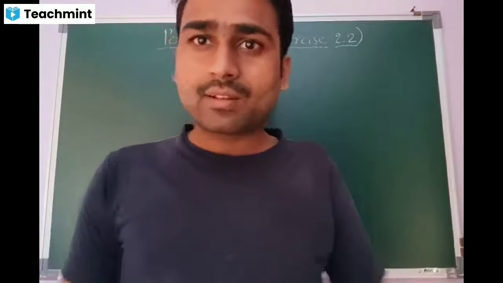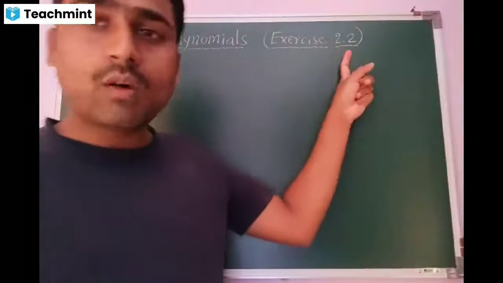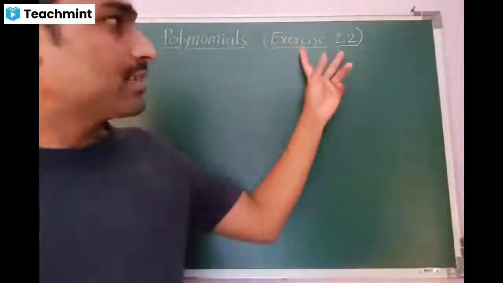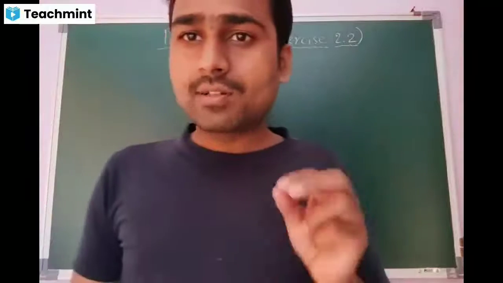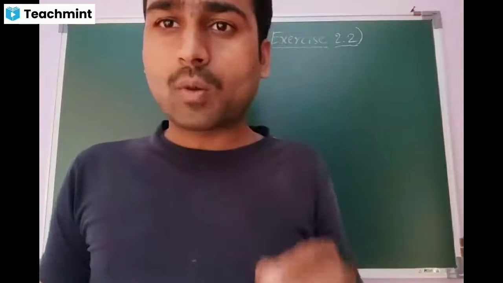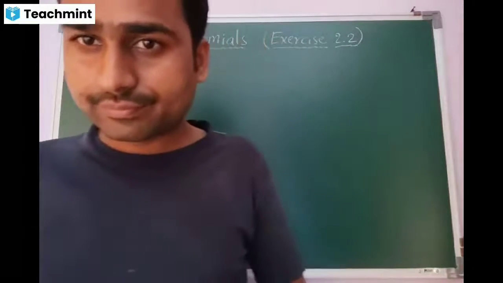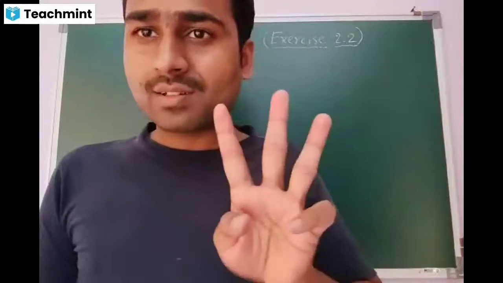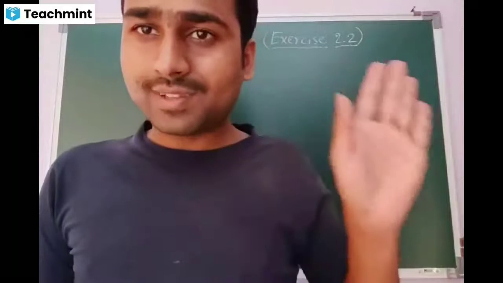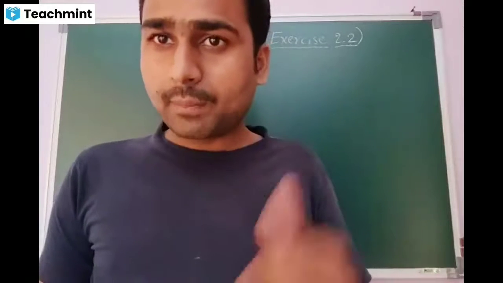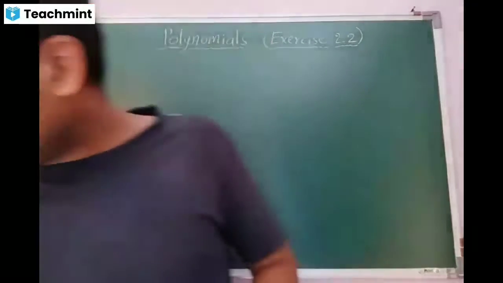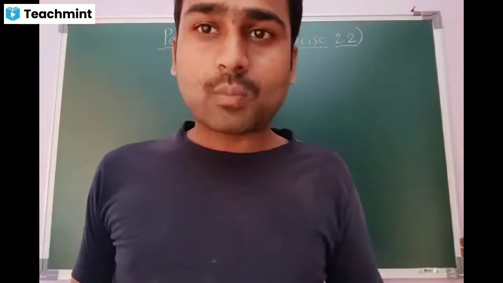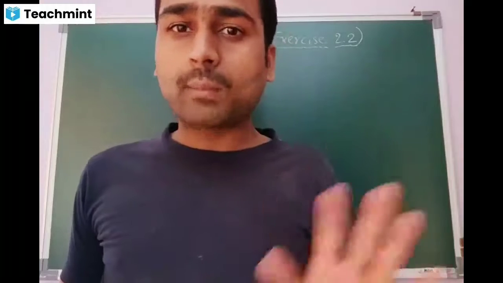Students, we are dealing with exercise 2.2 of the chapter Polynomials. As I discussed, this exercise 2.2 is based on the zeros of a polynomial. Yesterday, beta, we solved the first three main questions of the same exercise. Today, I'll begin with the fourth main question, wherein seven different sub-questions have been asked. We are going to solve them one by one. Is that clear?